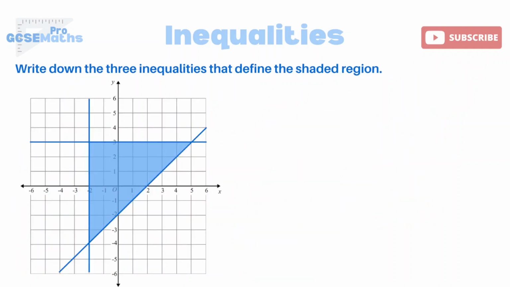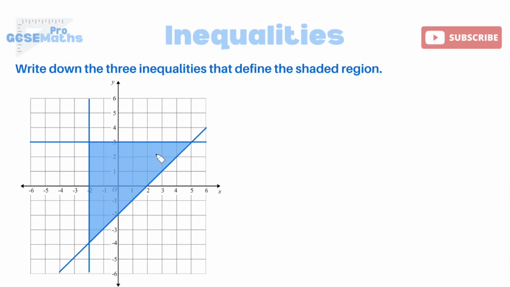Okay, so we've gone through how you would do it. Now they could ask you a question where they've given it to you already drawn and you have to then go backwards and do the reverse and find out what the inequalities were originally. So it says here, write down the 3 inequalities that define the shaded region.